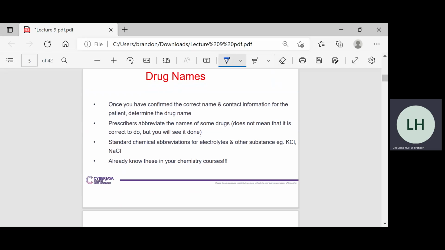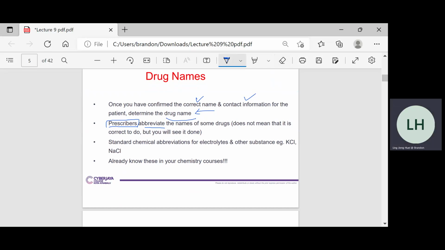So once you have confirmed the correct name and contact information for the patient, we need to determine the drug name. So sebaik saja kamu sudah mendapati, okay, ini kita punya patient name, itu dia punya contact detail. So now we will move on to the list of the medication. List of medication dalam kita punya prescription surat doktor. So at times kita punya doktor ataupun prescriber, okay, prescriber adalah doktor, dia akan menggunakan singkatan untuk sesetengah nama-nama ubat.